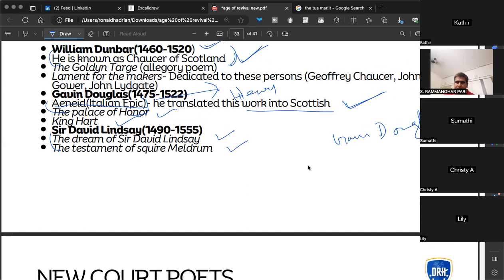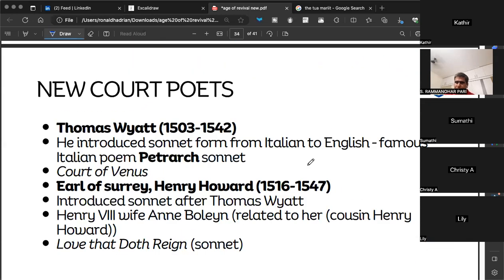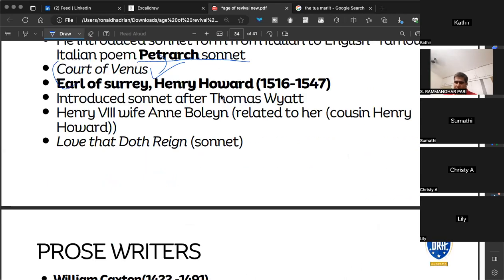And we have already seen the poets, some of the Scottish poets and English poets. That's when Thomas Wyatt, that we have seen, brought in the Petrarchan sonnet. Court of Venus is his other work. Write it down and keep. And the Earl of Surrey, Henry Howard, we have already seen, introduced the sonnet after Thomas Wyatt.